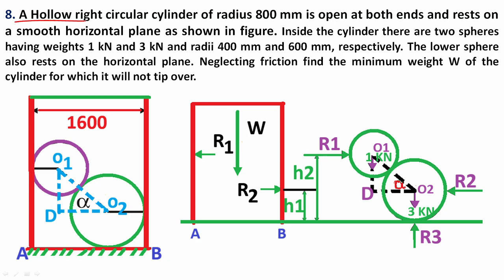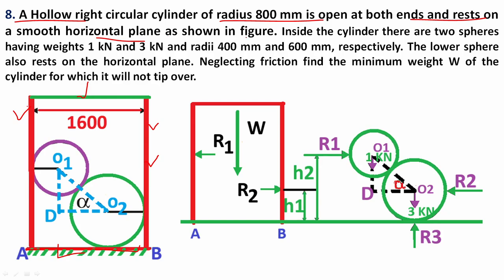A hollow right circular cylinder of radius 800 mm is open at both ends and rests on a smooth horizontal plane. This is the cylinder. It is hollow, with the upper side and lower side open, and it just rests on a smooth horizontal plane. The radius is 800, so the diameter is 1600.